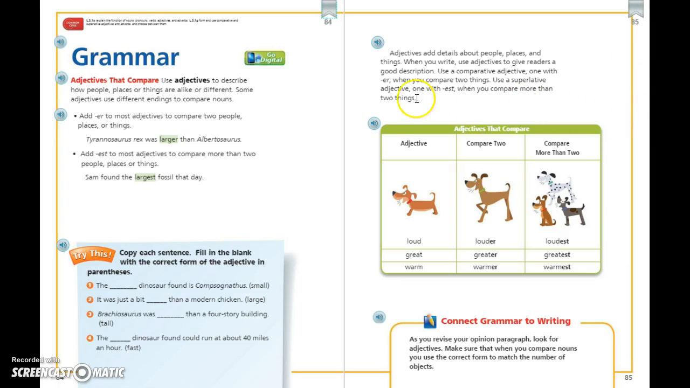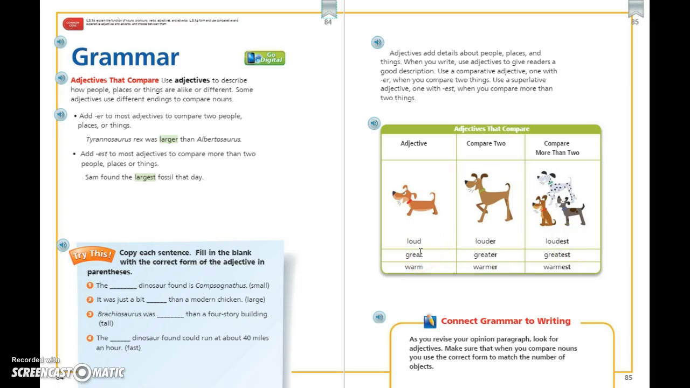Look at this chart with me. Here is the adjective. For one, loud becomes louder if we were comparing two dogs. If we were comparing more than two dogs, we would have one that would be the loudest.